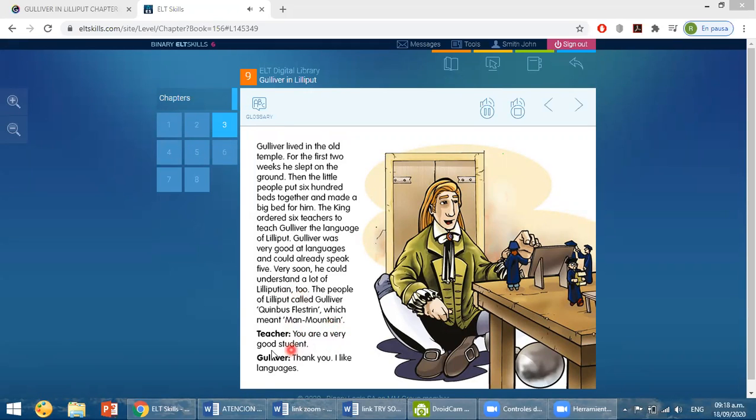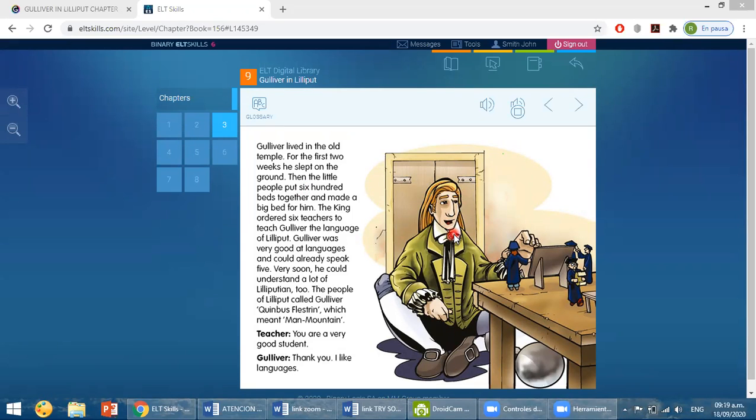You are a very good student. Thank you. I like languages. You see, Gulliver lived in the old temple. And then the little people made a big bed, a huge bed. They put 600 small Lilliputian beds together to build one big bed for Gulliver. Okay, and then the king of Lilliput ordered 6 teachers to teach Gulliver the language of Lilliput.